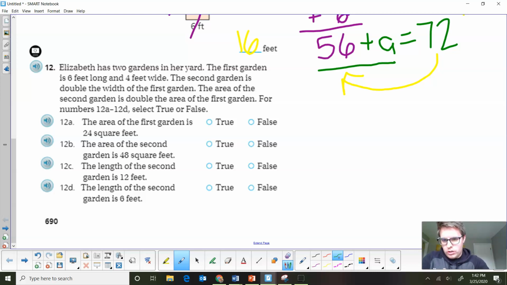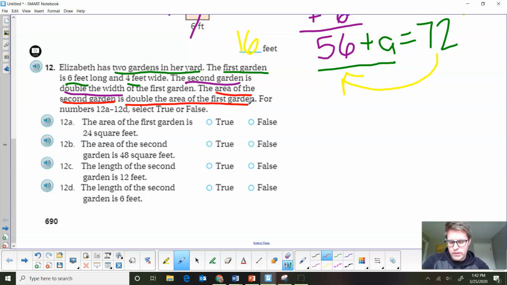Elizabeth has 2 gardens in her yard. Wow, she must be a florist or very pretentious. The first garden is 6 feet by 4 feet. The second garden is double the width of the first garden. The area of the second garden is double the area of the first garden. For numbers 12a through 12d, select true or false.